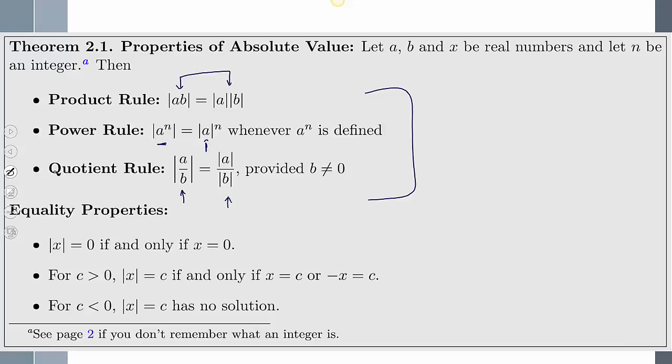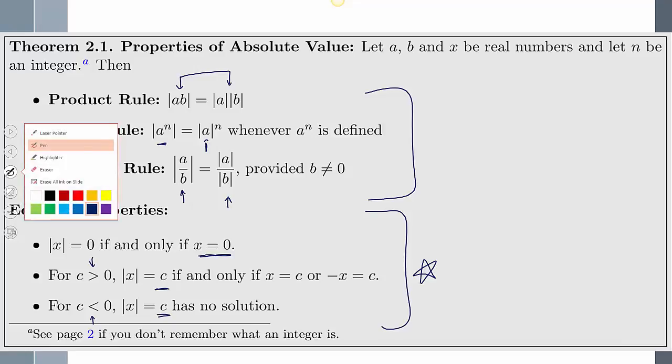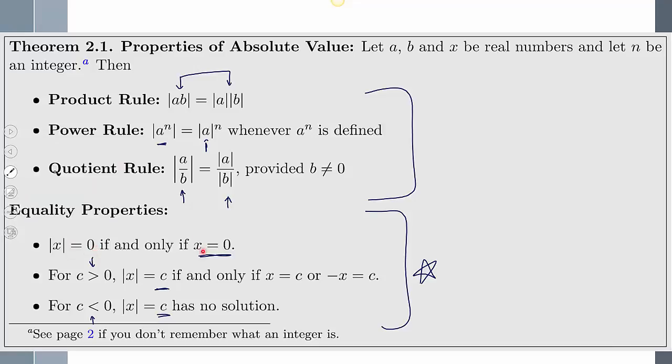Now these equality properties are the ones that we're going to be using to solve today, so these are super important. There's basically three scenarios. It equals 0, it equals a number c that's positive, and it equals a number c that's negative. So if the absolute value of x equals 0, then you just solve it, x equals 0. If c is positive, for this given absolute value, you take whatever is inside the absolute value and set it equal to that c, and then you take the negative version of what's inside that absolute value and set it equal to that c. And then if my c is negative, then it has no solution.